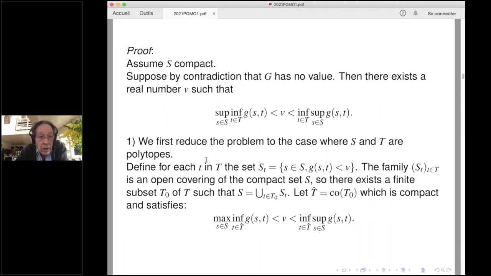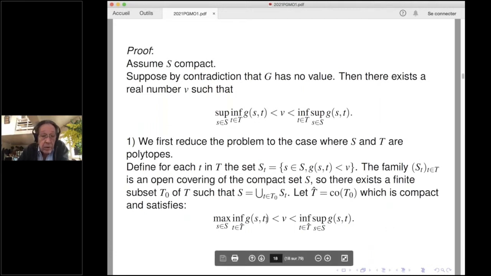So for each T in T, I look at the set S sub T, which is the set of S where G of S,T is strictly below V. Because of this, for every S, there is a T such that G of S,T is smaller than V. So the family S_T, when T varies in capital T, is an open covering of S. So there is a finite subset T0 such that the sets S_T where T belongs to T0 are sufficient to cover S. By looking at T hat, which is the convex hull of T0, a convex and compact set, we still have the contradiction that the max inf is smaller than V and smaller than the inf sup, replacing T by T hat.